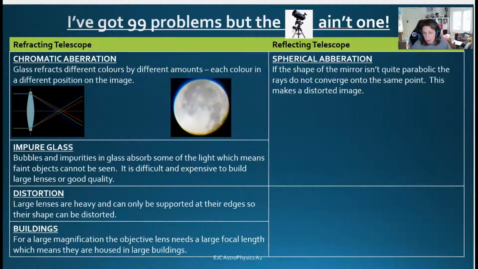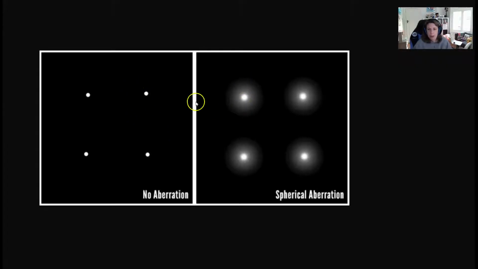Let me just see if I can find one. Yeah, so here you go. So this is no aberration, and then you get this fuzzy image. So when Hubble did this, the Hubble Space Telescope, it had to have basically a pair of glasses fitted to it to get rid of that, which cost an awful lot of money, as you can imagine. I suspect the person in charge of the grinding machine was in for a lot of trouble.